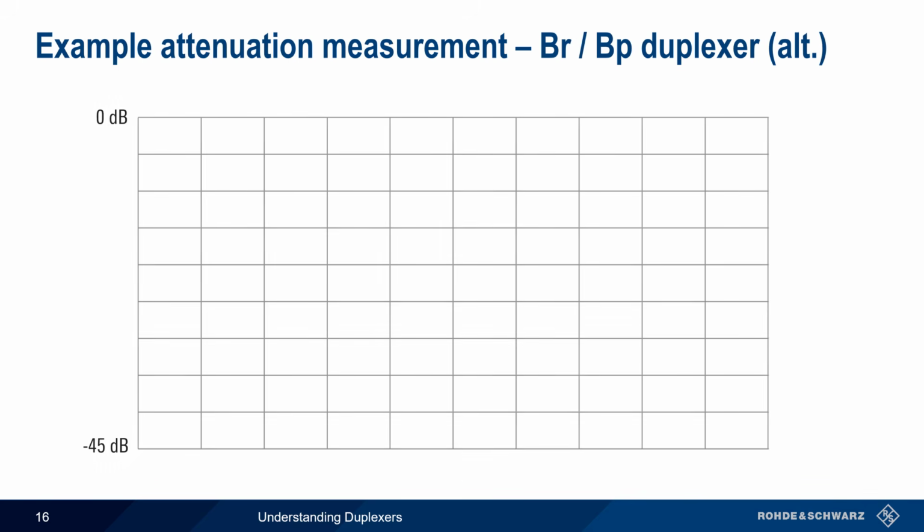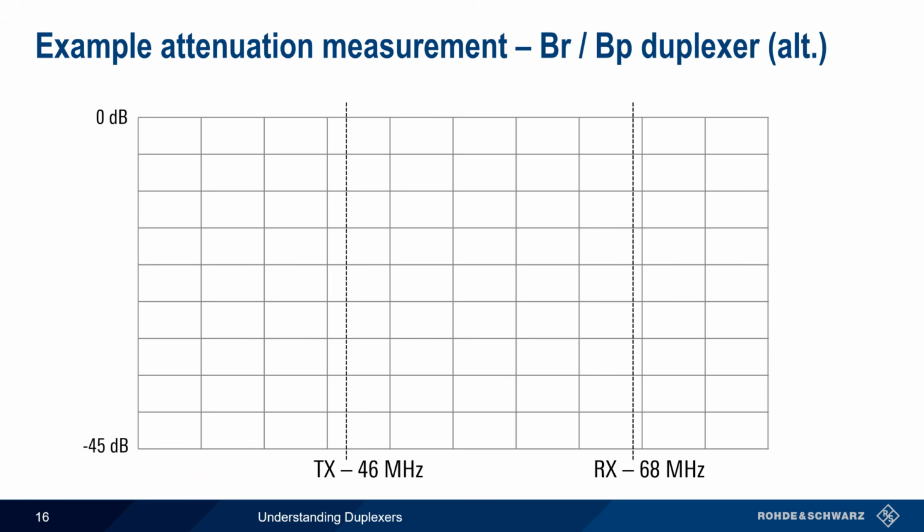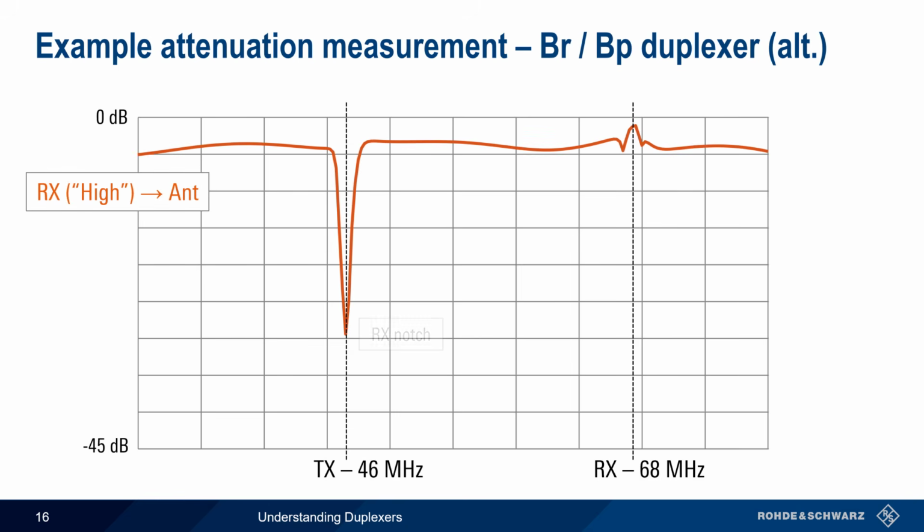Let's look at one last example of a combined band reject, band pass duplexer. Here, the separation between transmit and receive is much higher, about 22 MHz. We see the same combination of a band pass response and a notch both in the receive path and in the transmit path.